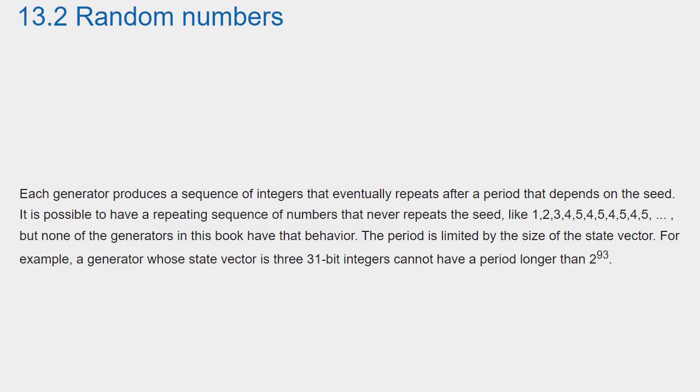It is possible to have a repeating sequence of numbers that never repeats the seed, like 1, 2, 3, 4, 5, 4, 5, 4, 5, 4, 5, but none of the generators in this book have that behavior. The period is limited by the size of the state vector. For example, a generator whose state vector is 3 31-bit integers cannot have a period longer than 2^93.